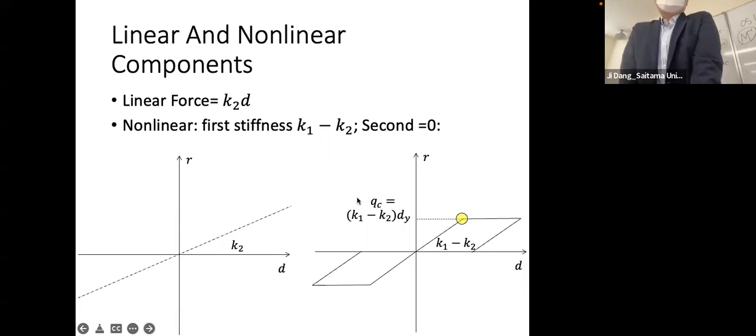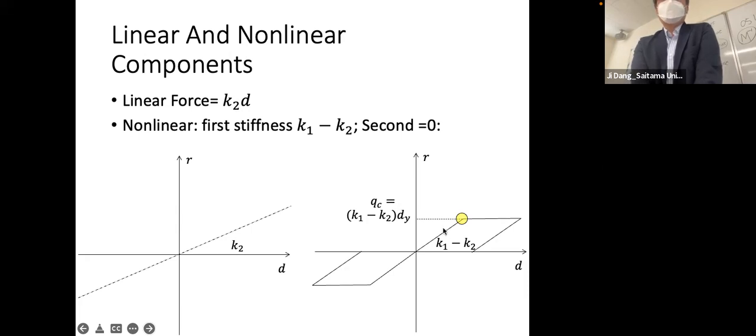So we will split the whole bilinear model into a linear part and a nonlinear part. The linear part can be calculated always, whenever D is yield or unyield. This part will all be linear force. So this force is always calculated as K2 D.